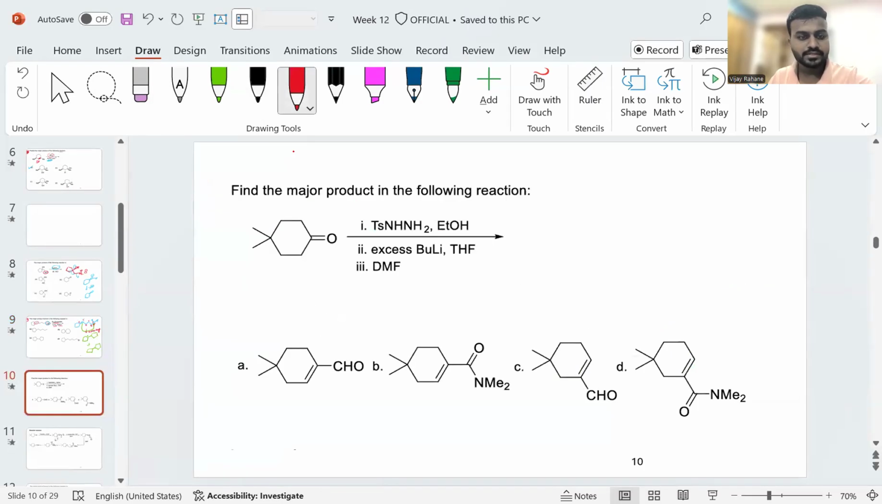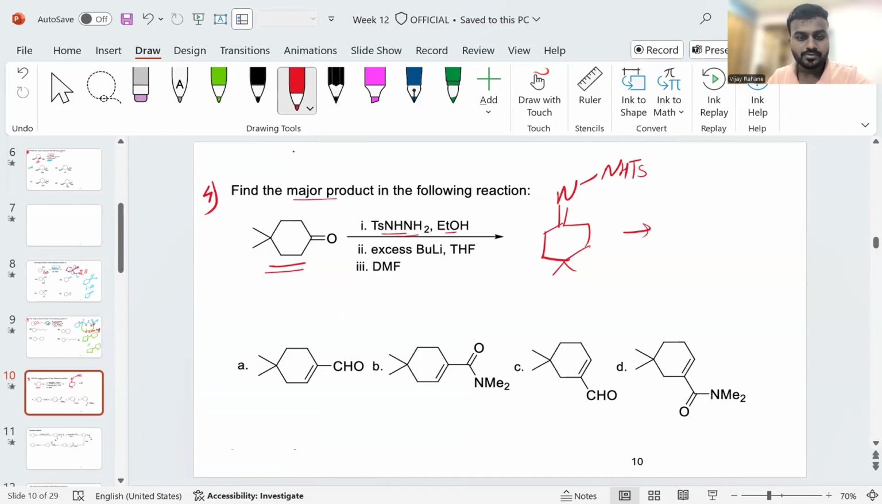The next question is, this is the fourth question. If you look at the question, the major product forming in the following reaction. So we have the ketone, and if you look at the reagent, it is tosyl hydrazine in ethanol. Whenever this tosyl hydrazine interacts with the ketone, let's say this is the ketone, it forms the imine, and NHTs will remain as it is in the product.